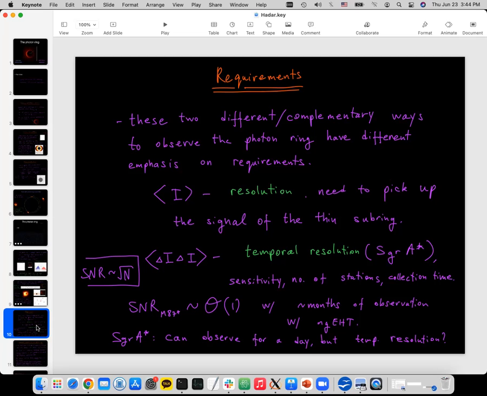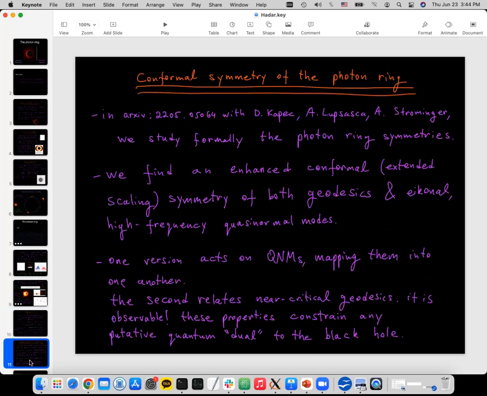Okay. I also wanted to point out a recent paper with Dan Kapec, Alex Lupsasca, and Andy Strominger that appeared a month ago on the arXiv, in which we connect this photon ring to more fundamental issues in black hole physics, to more fundamental puzzles. So I think it's a good way for us also to find motivation to measure this photon ring. It's really a fundamental property of black holes.